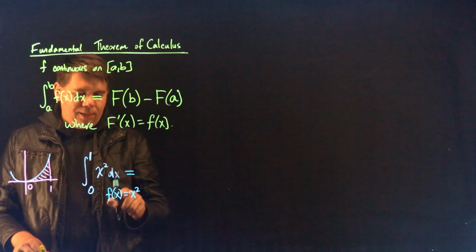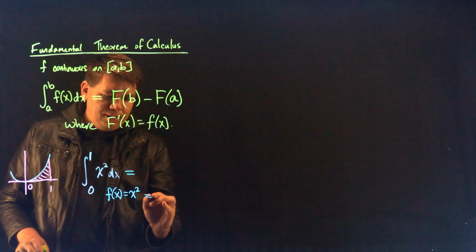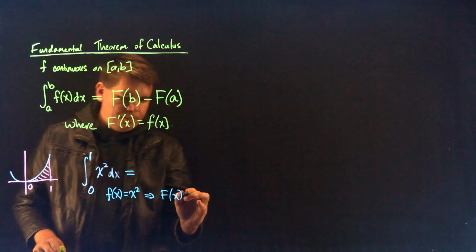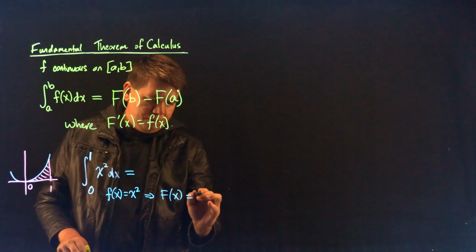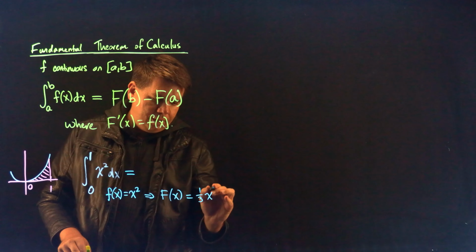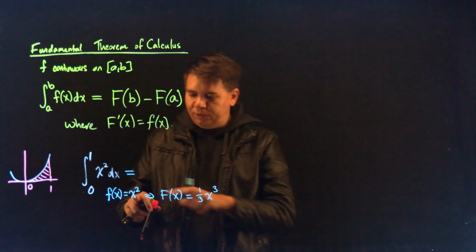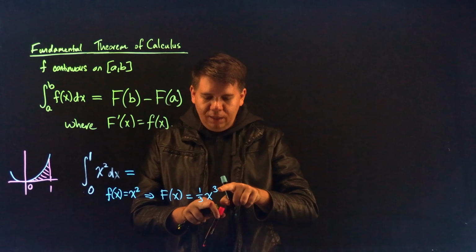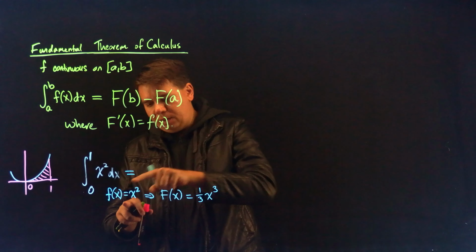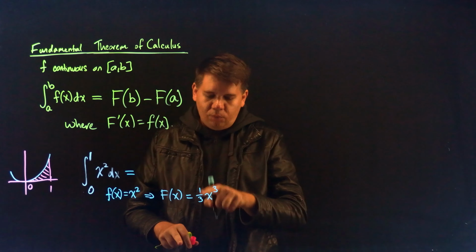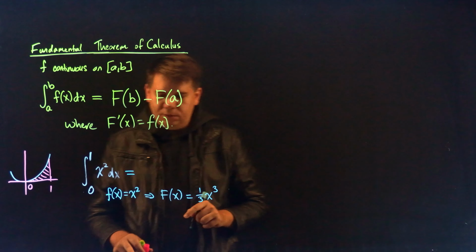My function inside is x squared. So what is the antiderivative? What is an antiderivative of x squared? Well, the antiderivative is 1/3 x cubed. Remember, it's the power rule in reverse to get the antiderivative. 2 goes up to 3, but then, when the derivative goes this way, you want the 3 to cancel the 1/3. So you need the 1/3 up front, 1 over the power you increase it to.